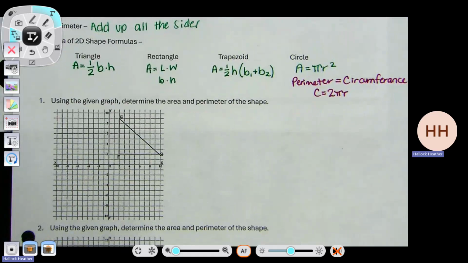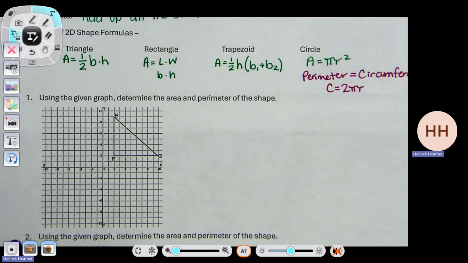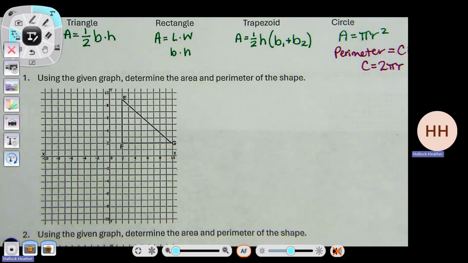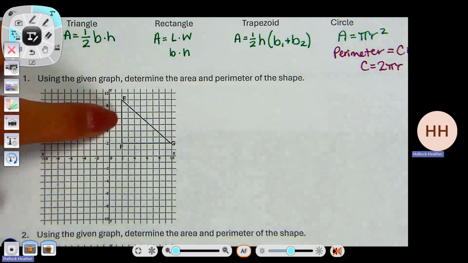Number 1, it says using the graph given, determine the area and the perimeter. Usually it doesn't say both, but for the notes, I didn't want to make a zillion graphs. So we're going to find the area and perimeter for each graph. So this is a triangle. Let's start by finding perimeter. So we have to add up the sides. So this is a vertical line. I can just count that.